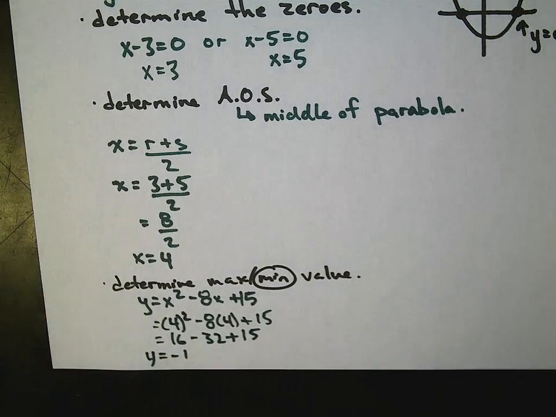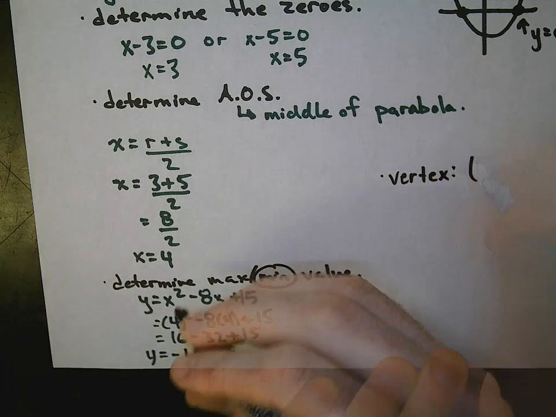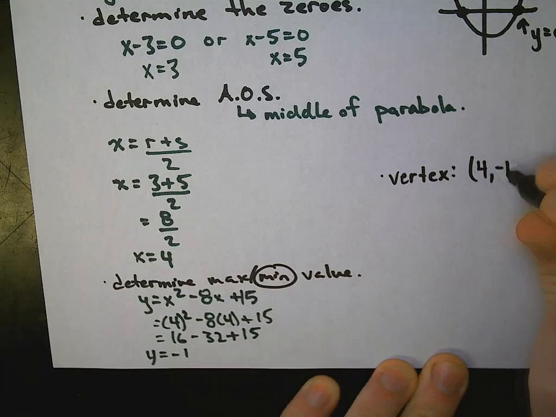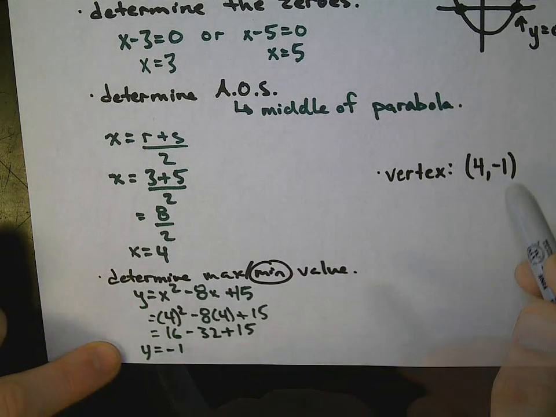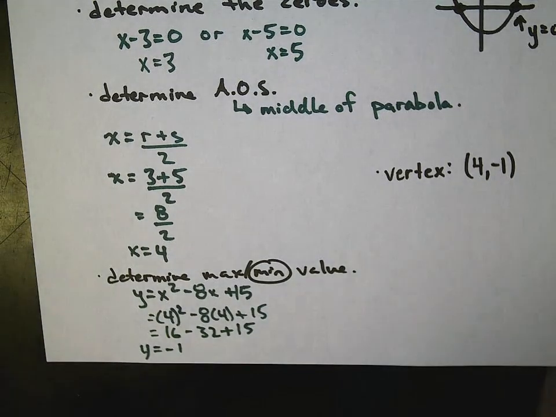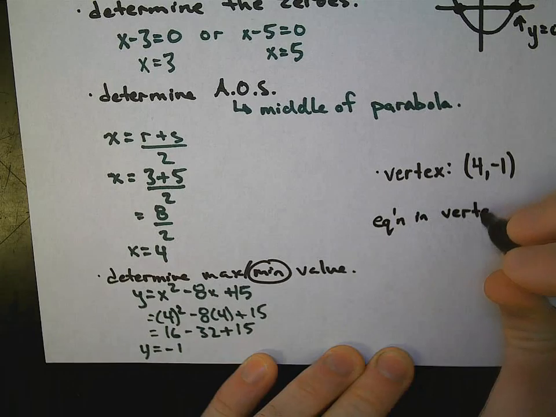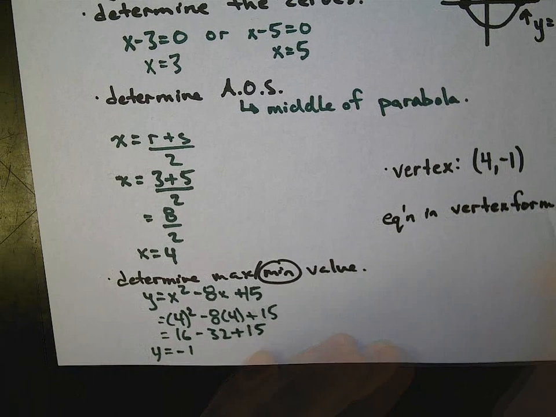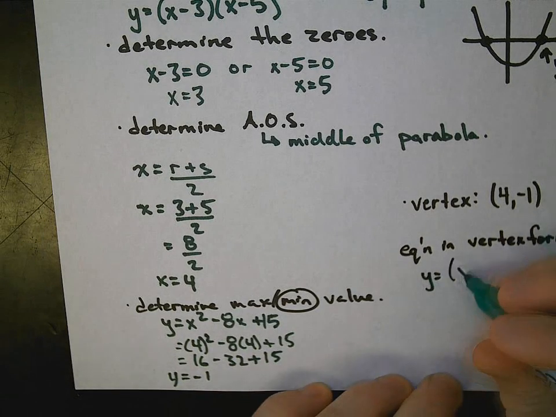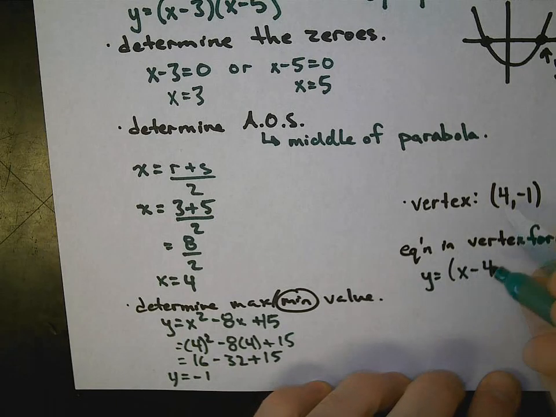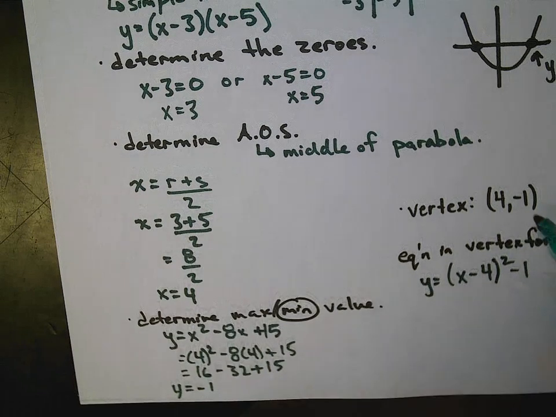And that tells us right there that our vertex will be 4, negative 1. The axis of symmetry is the x value of your vertex. The max or the minimum is the y value of your vertex, which I have shown there. So our equation in vertex form will be simply y equals (x minus 4) squared, coming from the vertex, minus 1, coming from the maximum or minimum value.